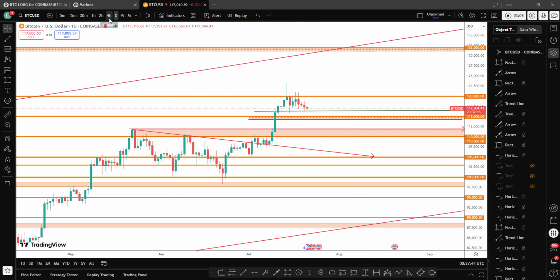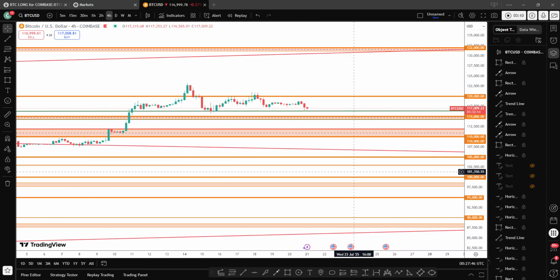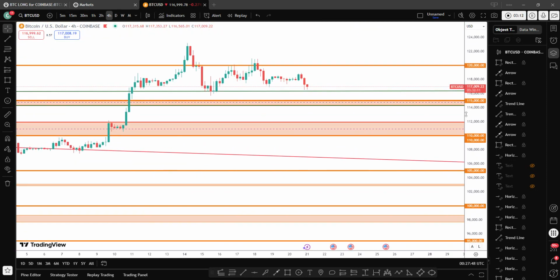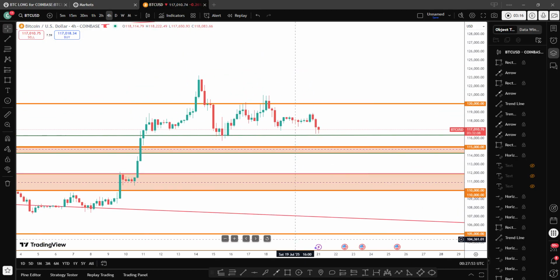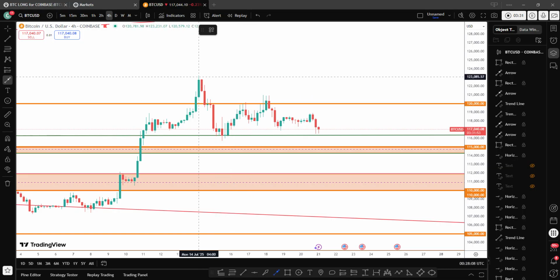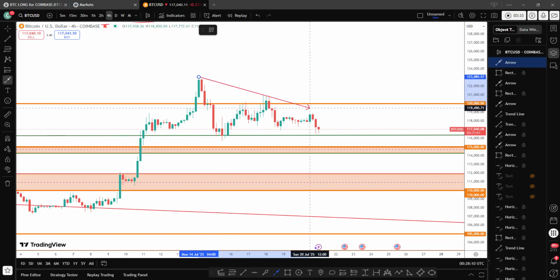Then let's come to our 4 hours. Let's see how market is behaving on a 4 hour time frame. So on the 4 hours time frame, we'll see that we have impulse. Then we'll see that market has been moving sideways from inside this area. So it does not break out from inside this.